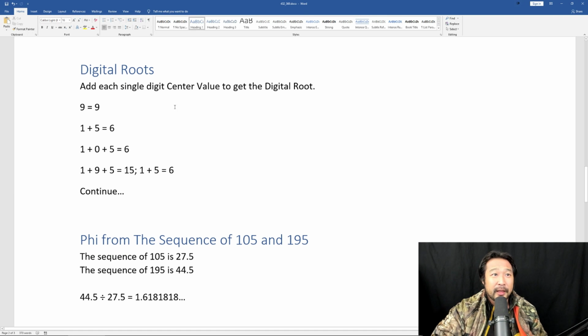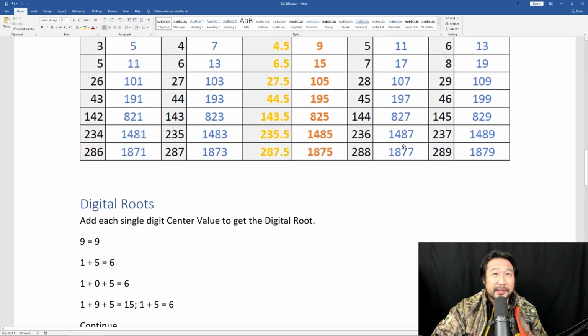So what I'm doing is getting the center prime of the prime quadruplets. So 9, the digital root is 9. For 15, it's 1 plus 5, which is 6. And you get 105. 1 plus 0 plus 5 equals 6. And for 195, 1 plus 9 plus 5 equals 15. Then you have to split them up. 1 plus 5 equals 6.